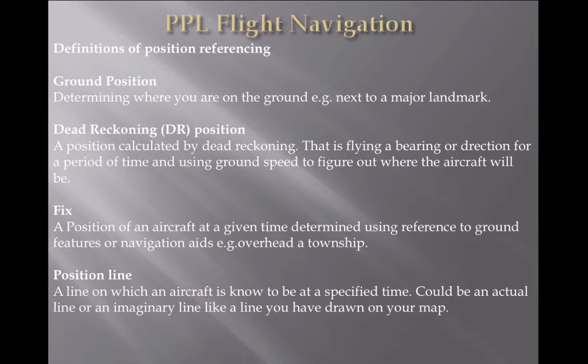Ground position is determining where we are on the ground, so landmarks, flying over points of reference, usually relates to a position on the chart. Dead reckoning position is a position calculated by dead reckoning, that is flying a bearing or direction for a period of time and using ground speed to figure out where the aircraft will be. A fix is a position of an aircraft at a given time determined using reference to ground features or navigation aids. For example, overhead OHAL point. The position line is a line on which an aircraft is known to be at a specific time. Could be an actual line or an imaginary line that we've drawn on our map.